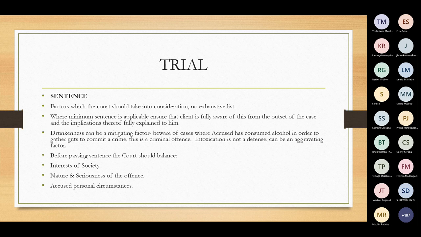So the last one here, ladies and gentlemen, it's my second last slide on sentence, which is dealing with the factors that the court will consider when it's going to consider the suitable sentence. And also you check that those offenses that I said carry a minimum sentence, which will guide the court on how to sentence. And please note that drunkenness is not a mitigating factor.